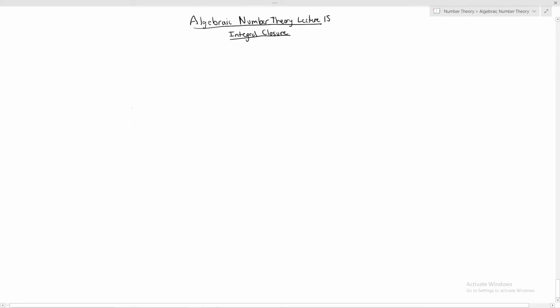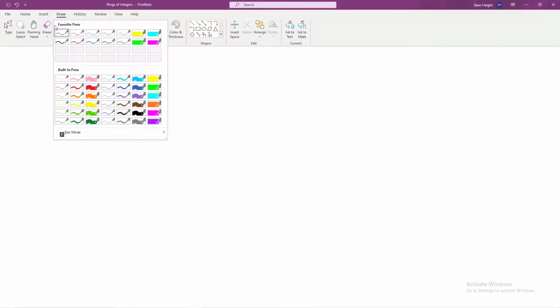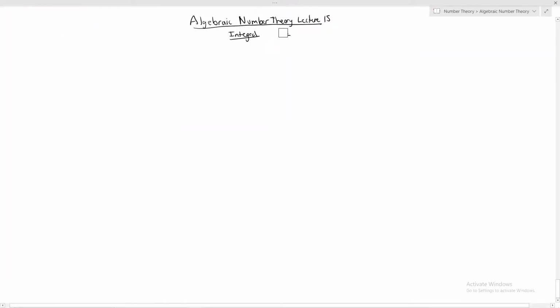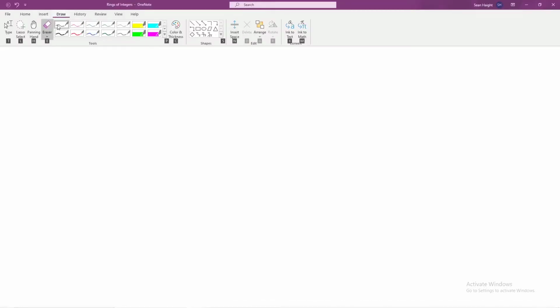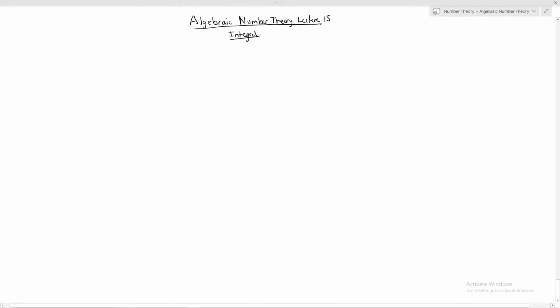Alright, this is Algebraic Number Theory lecture 15. So I already started off with a slight mistake. This should really be not integral closure, but integral extensions. So we're going to talk generally about integral extensions of domains.